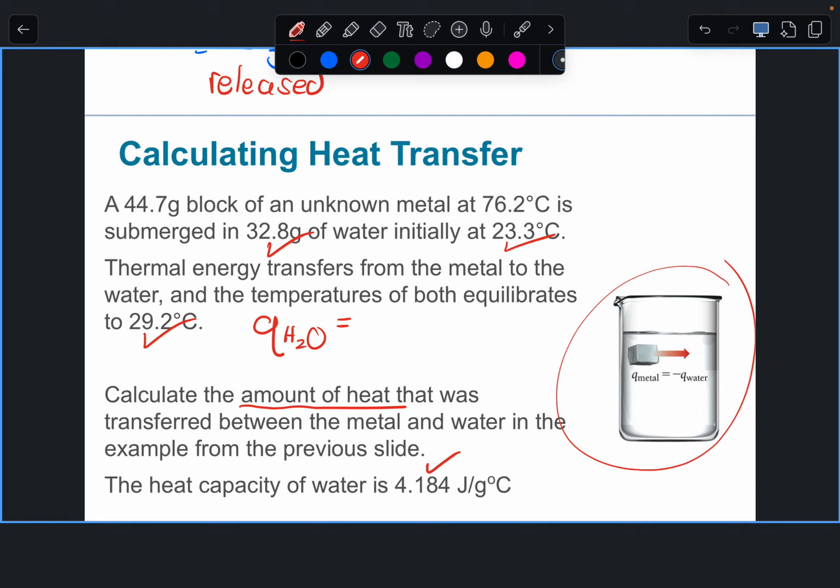So go ahead and do that, and then I'll tell you another problem that we might have time for. We'll see. But go ahead and figure out the amount of heat that's moved from the metal to the water by just looking specifically at the water itself.